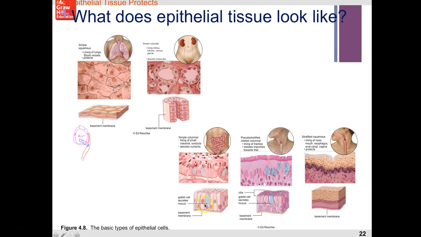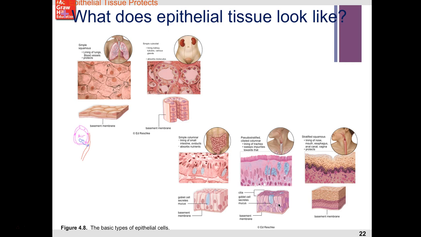Down here we see simple columnar epithelium. They're nicely aligned up next to one another, and we find this lining the small intestines. Once again, we have these cells here because they're going to help to absorb nutrients within our intestines, which is very important for us. And then we have our pseudostratified ciliated columnar epithelium.